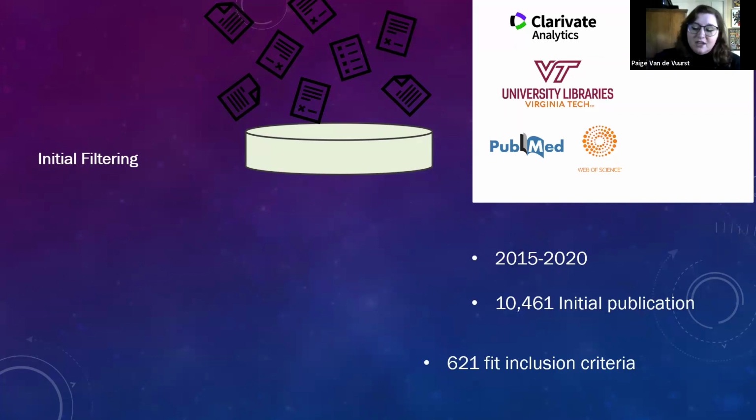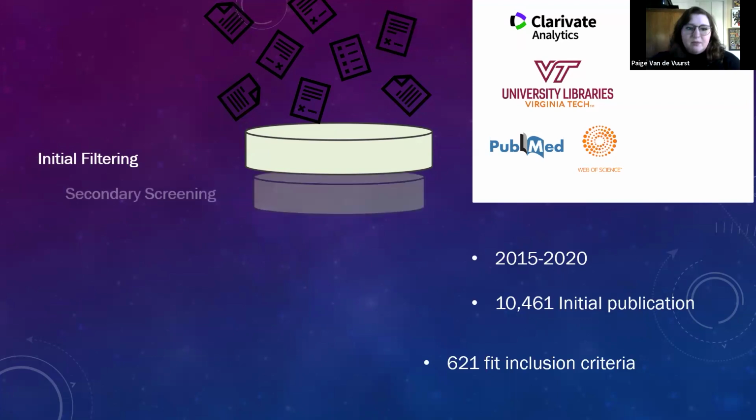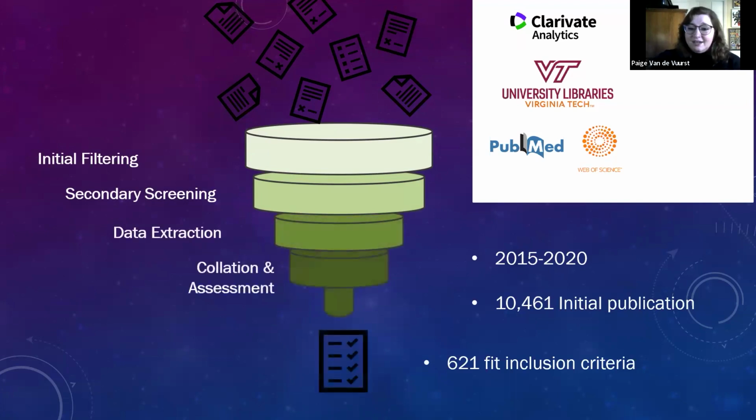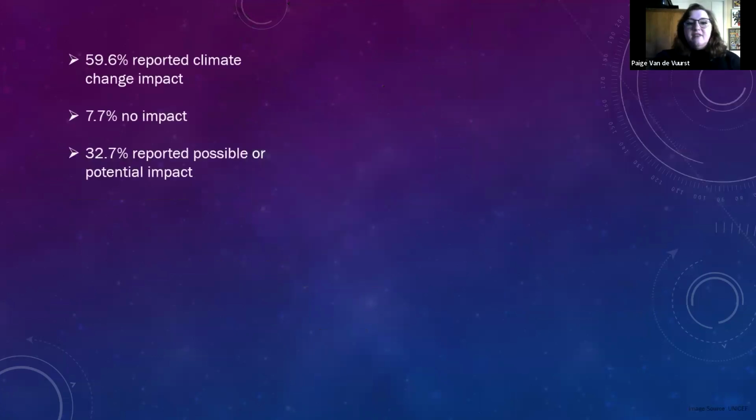So of these 621 papers that we wound up assessing, we did a secondary screening with at least 4 researchers to get kind of a consensus of what we were seeing in each paper, extracted data from these papers and collated and assessed them for different patterns of research trends. And what we identified was that about 60% of the papers that assessed climate change and infectious diseases from 2015 to 2020 reported that climate change was having an impact on the disease system being assessed. Only about 8% of those papers reported that there was no impact of climate on the infectious disease.